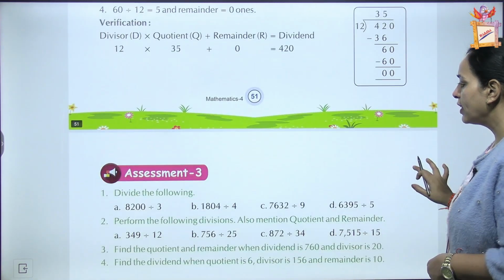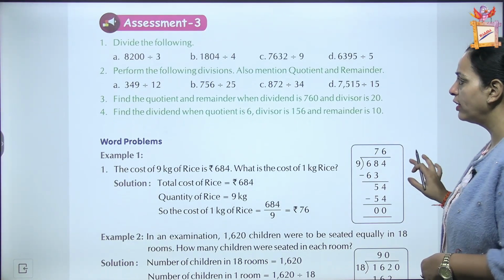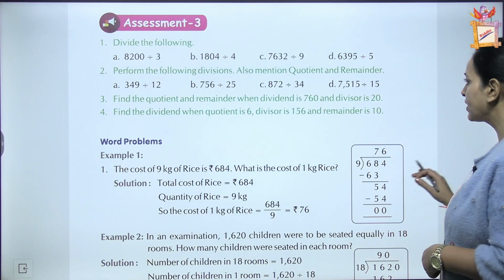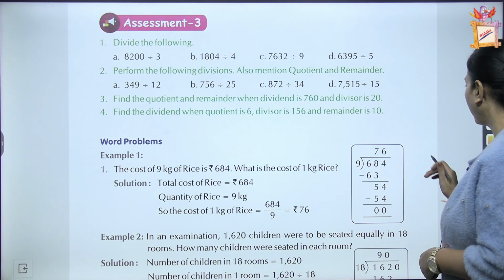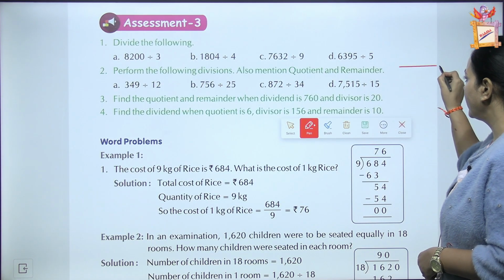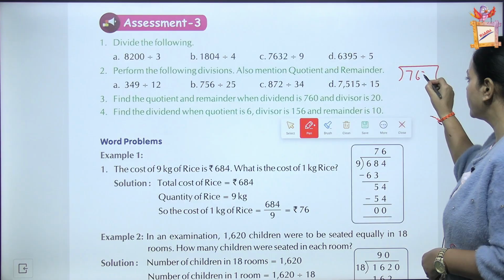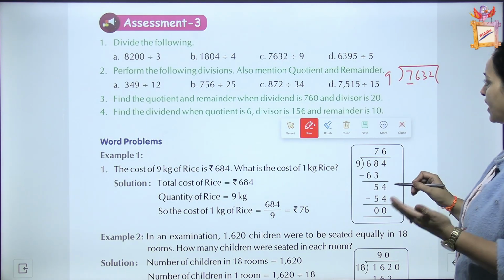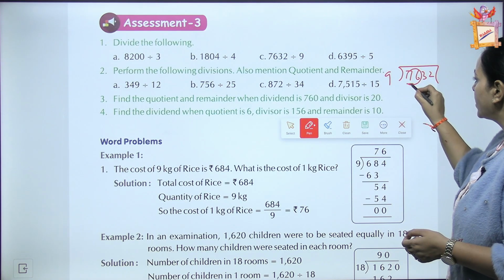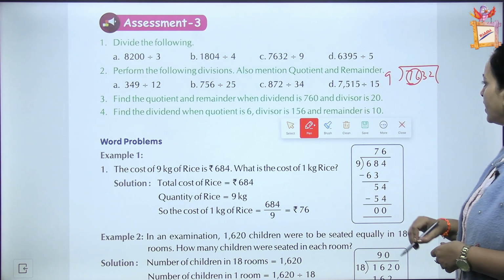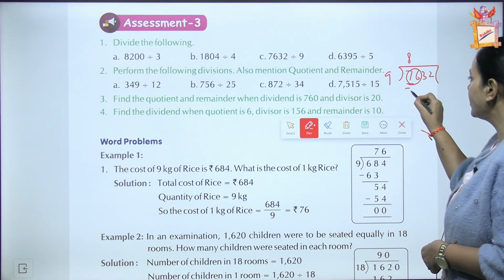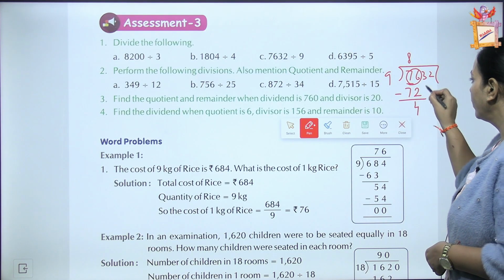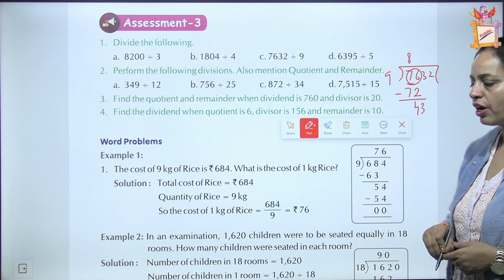Okay, now assessment 3, the first one, divide the following. Like C part, 7632 divide by 9. So write it like this, जैसे हम long division में लिखते हैं. अब आप first digit लेंगे 7, 7 is less than 9, तो आपको 2 digit लेने पड़ेंगे. It becomes 76. 9 8s are 72. Minus कर देंगे 4 here. नेक्स्ट डिजिट 43 बन जाएगा.